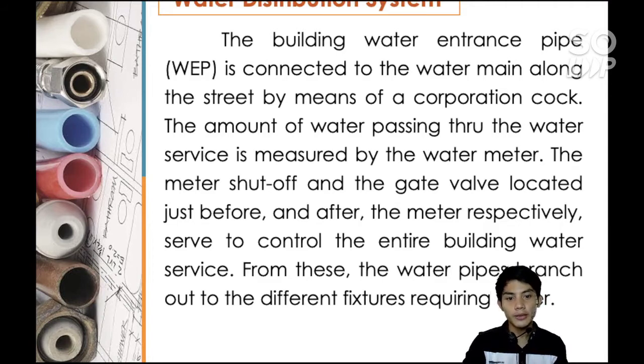The meter shut off and the gate valve, located just before and after the meter respectively, serve to control the entire building water service. From this, the water pipes branch out to the different fixtures requiring water. The faucet or the shower are the different fixtures that will discharge the water.